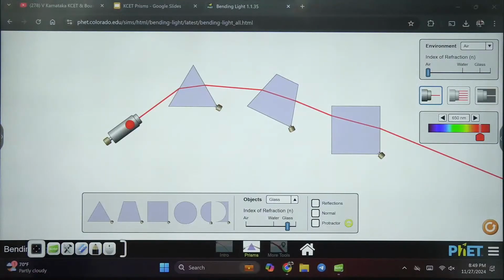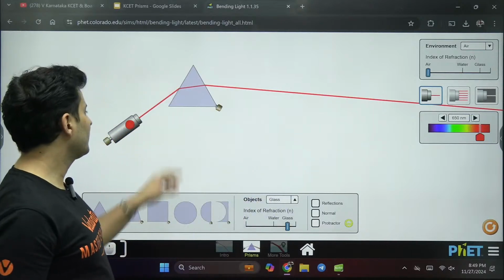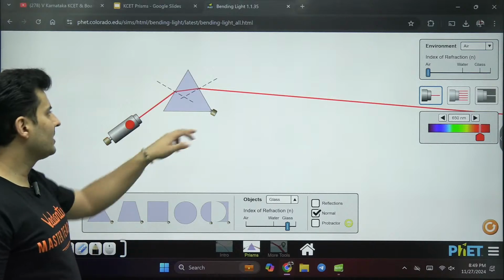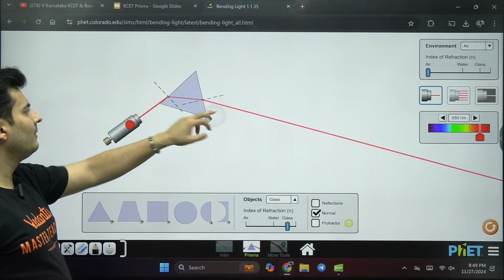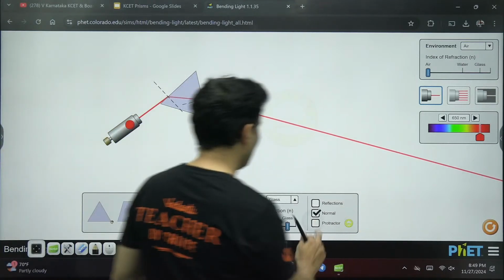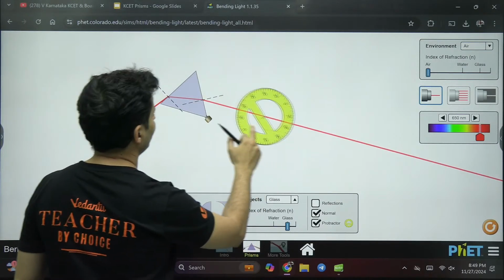So let's do it experimentally. Let's get rid of this, and this as well. What I will do is turn the prism and you see how it is deviating the light. As you can see, it has deviated till here. Let me use a protractor so that you guys can see right over here.